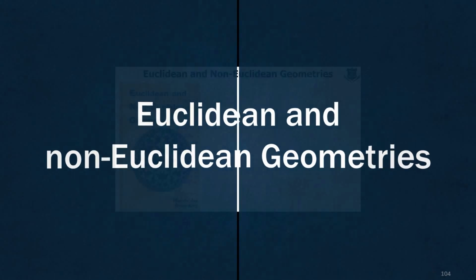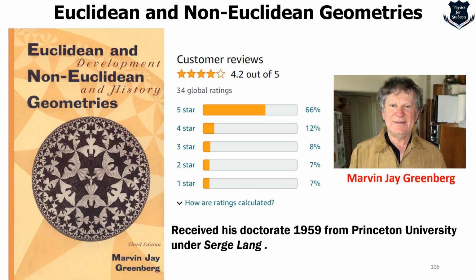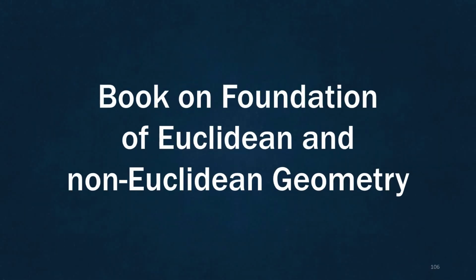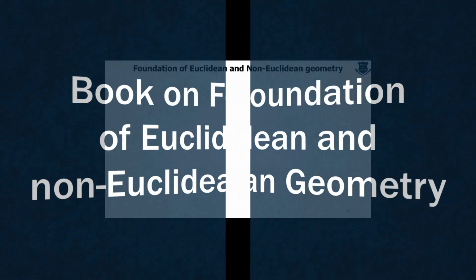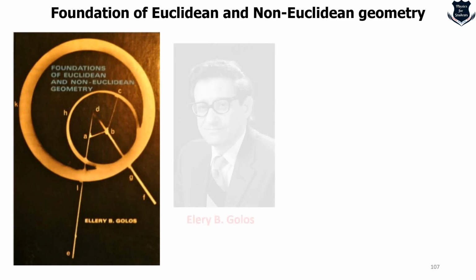First would be Euclidean and Non-Euclidean Geometry by the famous Marvin J. Greenberg, who was a student of the famous Serge Lang. This is a wonderful book about Euclidean and non-Euclidean geometries, covering the history, development, and hyperbolic geometry. A very good book. I would recommend you go for this book. There is another book which speaks on the foundation of Euclidean and non-Euclidean geometry, because a good foundation would lead you to a better understanding of mathematics. This is a lesser known book, but it is very good.